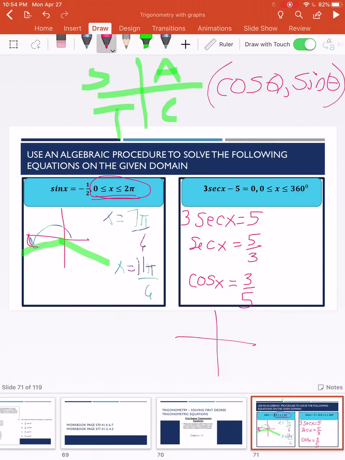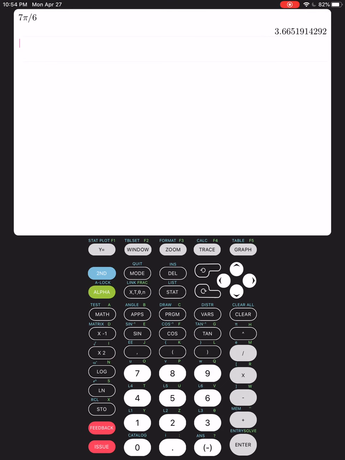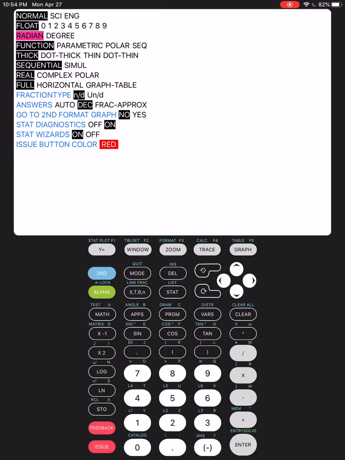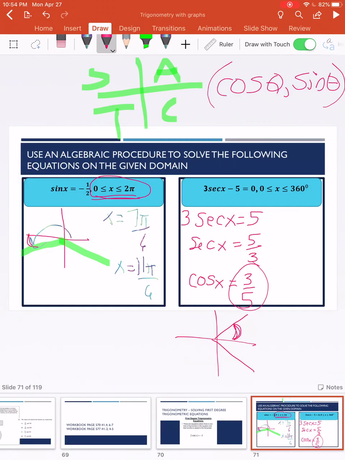I know I have a positive ratio, and I know cosine is positive in quadrant 1 and quadrant 4. Obviously this one isn't on the unit circle, so I'm going to have to use the CAST rule and my graphing calculator. Because I'm trying to find an angle, I need to go into degree mode. I'll type in second function cosine of 3 over 5, and I end up with an angle of 53. We'll just round it to the nearest whole for right now because the question doesn't specify.